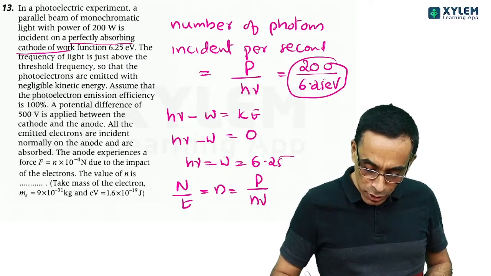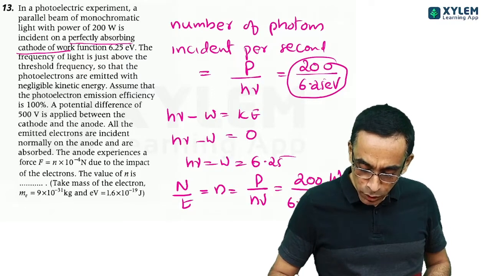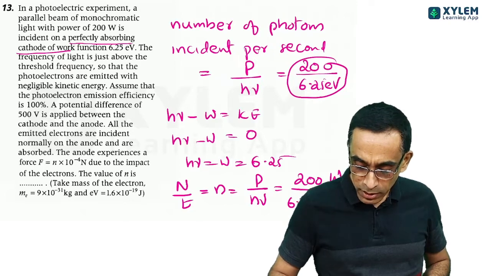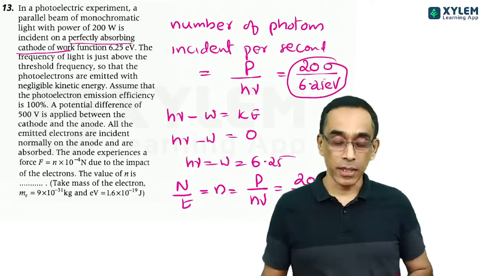This is P by h nu. This is 200 watt, which is an SI unit. 6.25 electron volt is not an SI unit, so multiply by 1.6 into 10 raised to minus 19. This is the number of photons emitted.